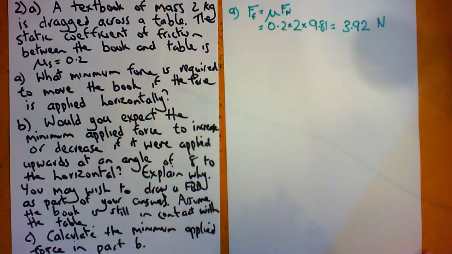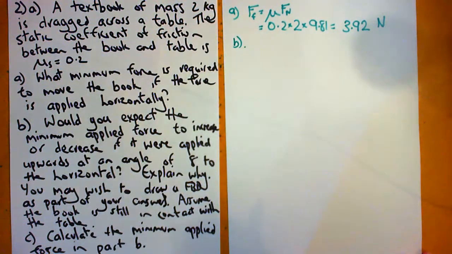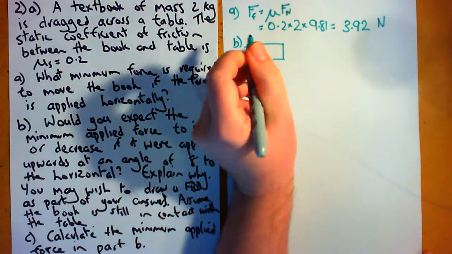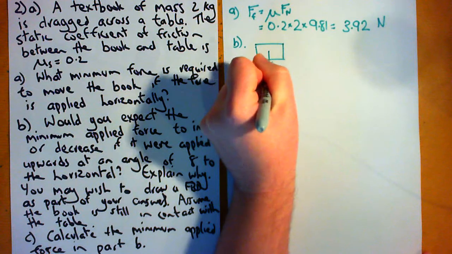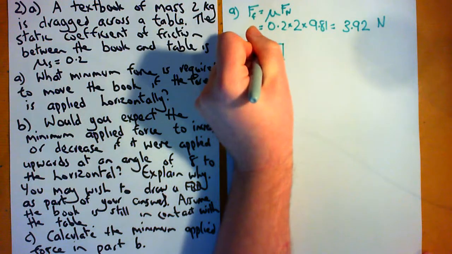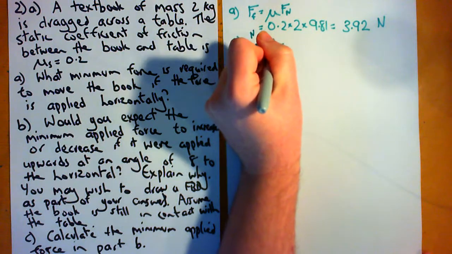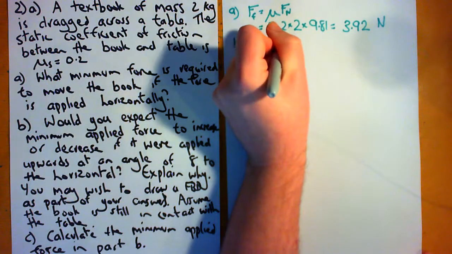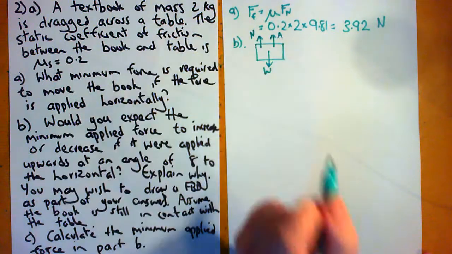Okay, so let's draw our free body diagram, and notice now that since we've got an upwards component to the force, let's look at what's happening in the vertical direction. So downwards we've still got the weight force, mass times gravity. Upwards we've got the normal force from the surface of the table, and we've also got now an upwards component of the force that you're applying here.